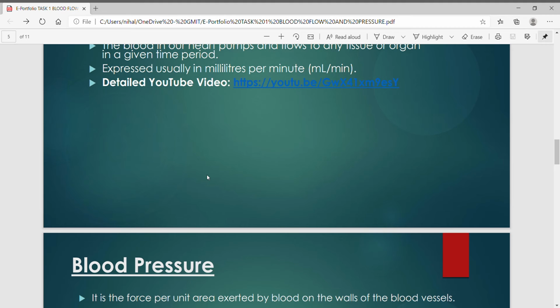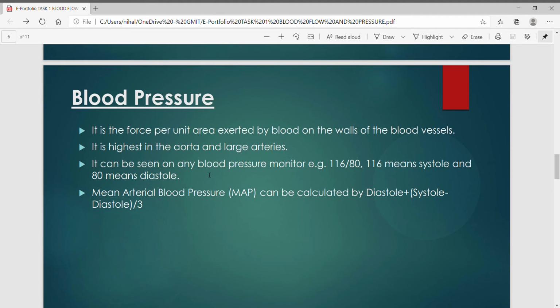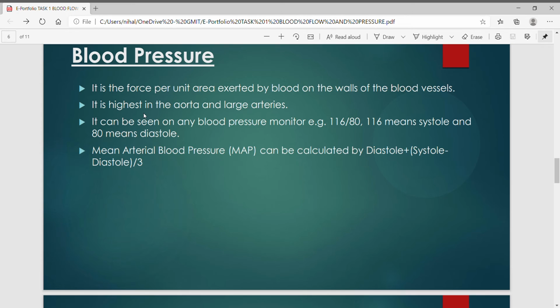The next section that I want to get through is blood pressure. What is blood pressure? It is the force per unit area exerted by blood on the walls of the blood vessels. Blood pressure is highest in the aorta and large arteries. It can be seen on any blood pressure monitor.